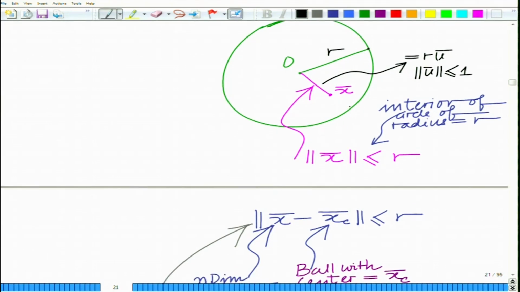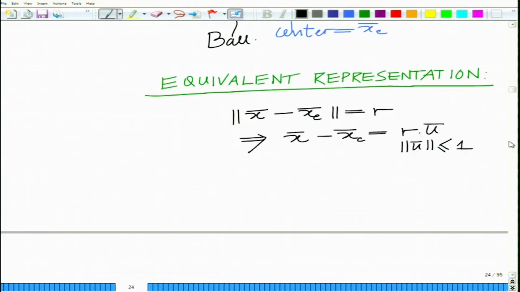Okay. So what that means, and you can in fact readily verify this, is that the norm of x bar minus xc bar equals the norm of r times u bar. Since r is positive, this is r times the norm of u bar, and the norm of u bar is less than or equal to 1, which means this is less than or equal to r, which is stating the same thing in a different way. That is, you are finding a vector u bar with norm less than or equal to 1, and you are saying that x bar minus xc bar equals r times u bar, and this is true for any such vector u bar, since the norm of x bar minus xc bar is less than or equal to r.